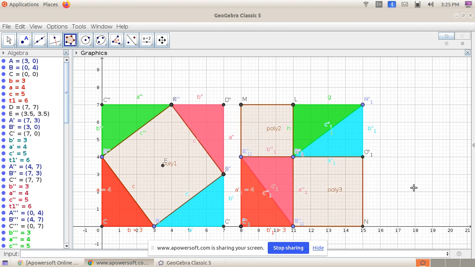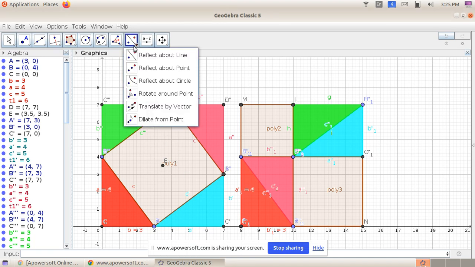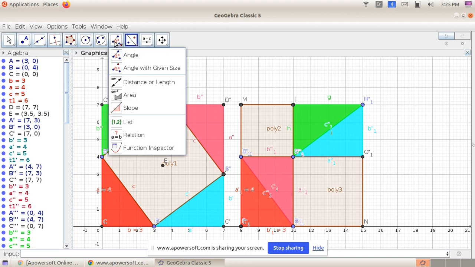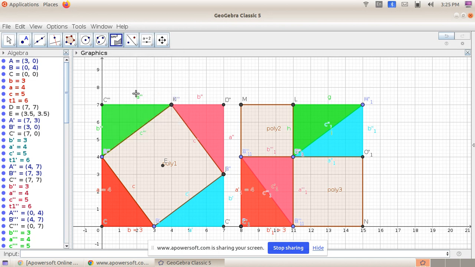Now, here we can see that the side a is equal to 4 and b equal to 3. And what can be the side c? For that I am going to find the area of this square. To find the area of the square, I am going to the angle tool. Then from there I selected area. Here the area is 25.